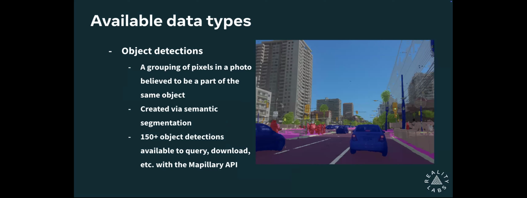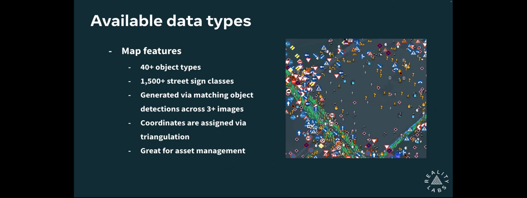We have 150 plus object detections available to query, download, whatever you want to do with them with the Mapillary API. So we see this as a really popular thing, especially for research applications or just organizational use. If you're interested in, hey, where was this stop sign? What images had them? You can call that using our API. We make it super easy to grab the features or specific objects that you care about.